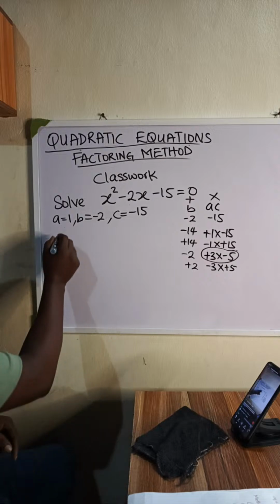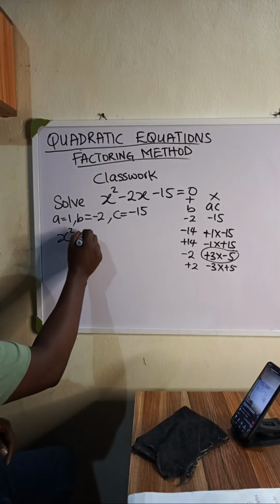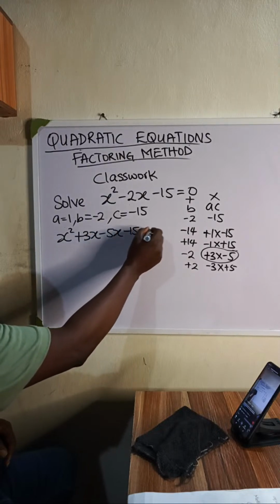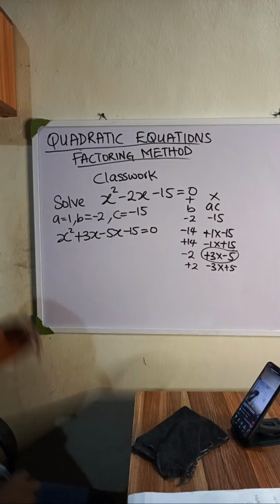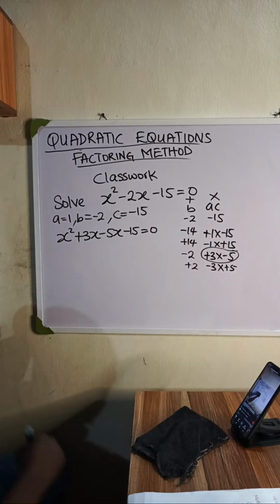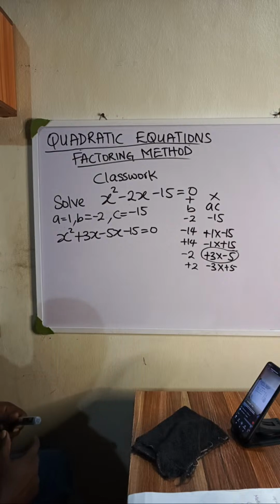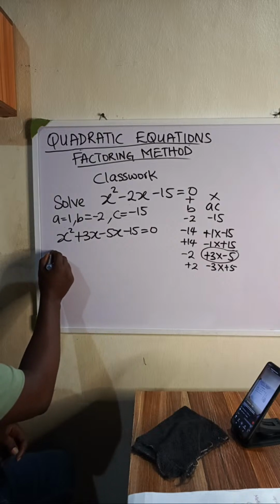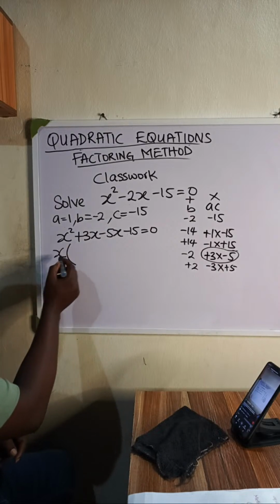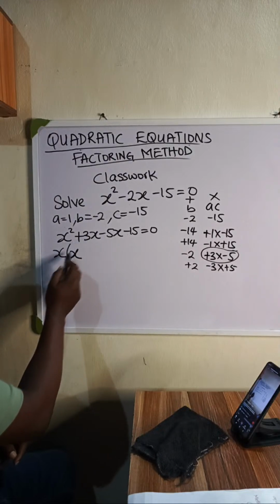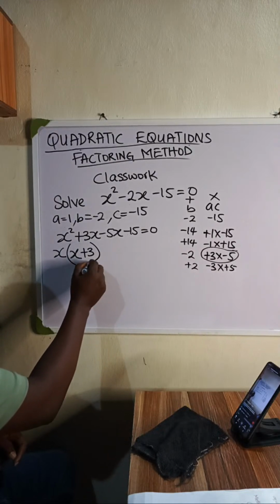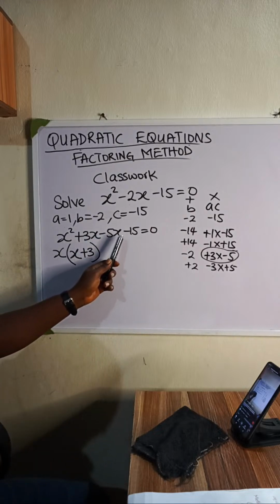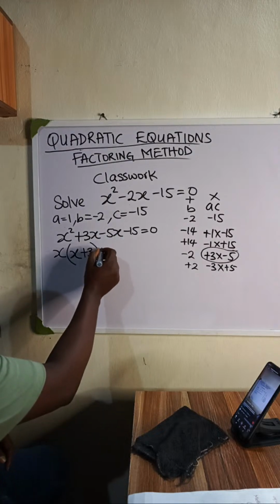So let's do that. We have x squared plus 3x minus 5x minus 15 is equal to 0. So right now we can factorize by grouping. So we can group these two together. X squared and plus 3x, what is common is x. X squared divided by x is x. Plus 3x divided by x is plus 3. We have minus 5x minus 15. So what is common is minus 5.